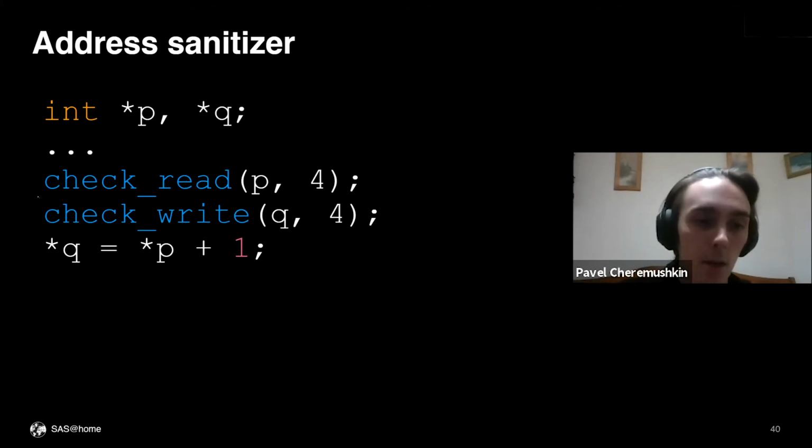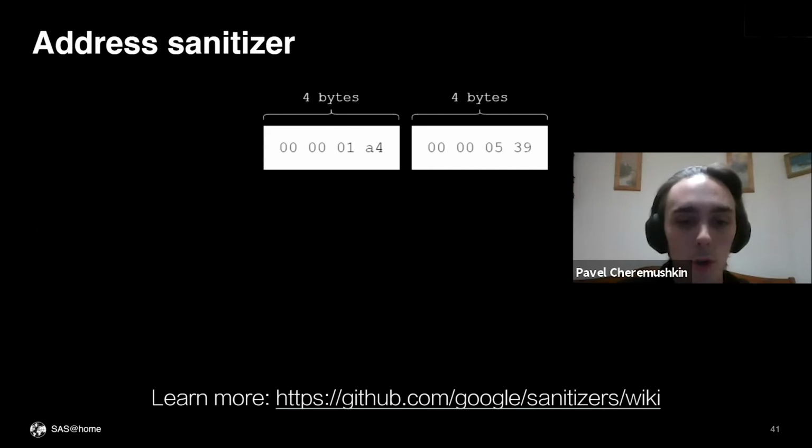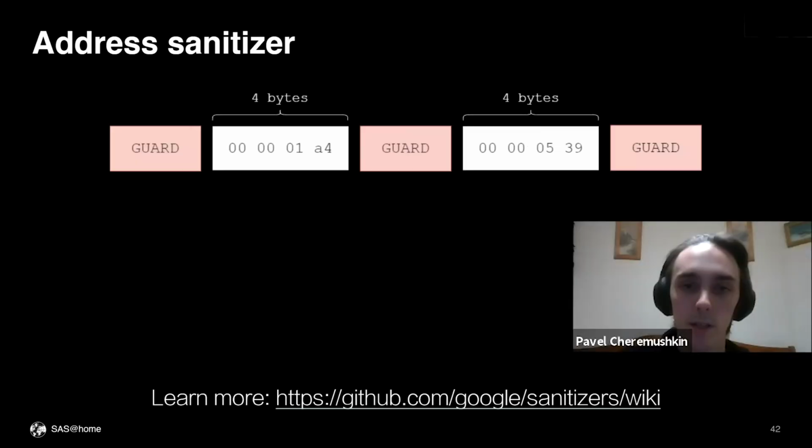Prior to accessing the memory, it inserts some read and write checks to check if the memory being accessed is valid. So normally, if you have 2 pointers to ints on the heap, which is weird by the way, but let's keep it for now, you would have something like this. So here you have some 4 bytes and 4 bytes. If you compile your project with address sanitizer, it would look something like this.